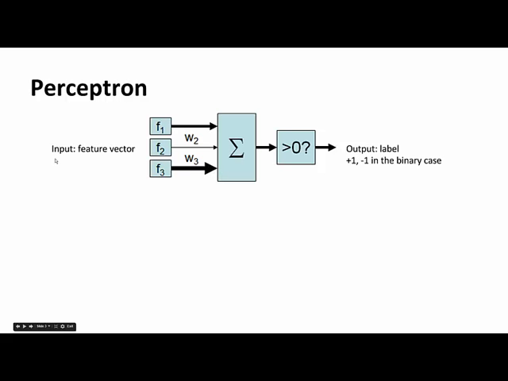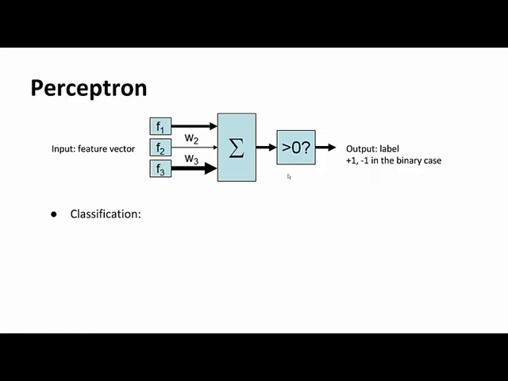For perceptrons, we have this set of inputs, which we'll call the features, which we're going to get from each data point. They'll go through some linear combination with some set of weights. And then in the binary case, if the result is greater than 0, then we'll output a +1 label. And if the result is less than 0, we'll output a -1 label.